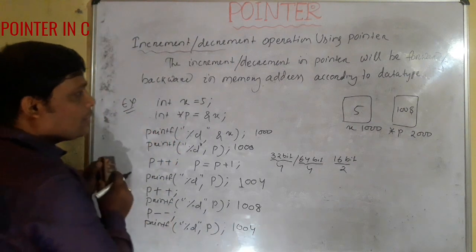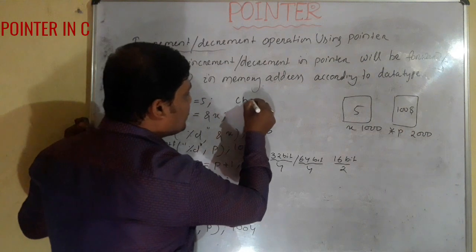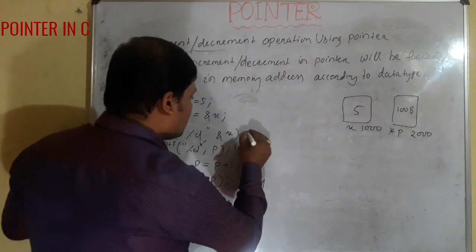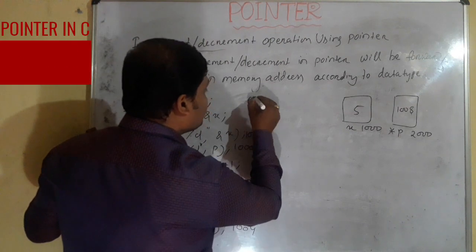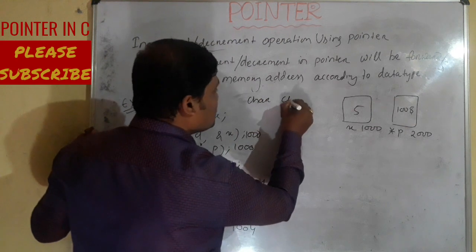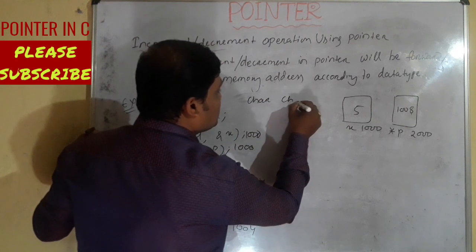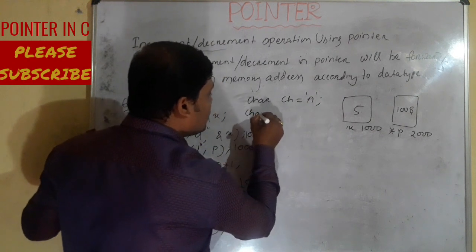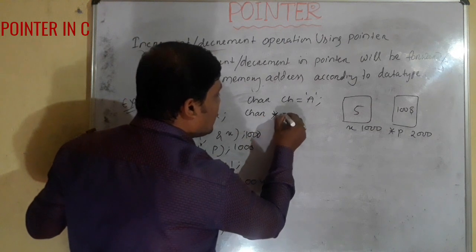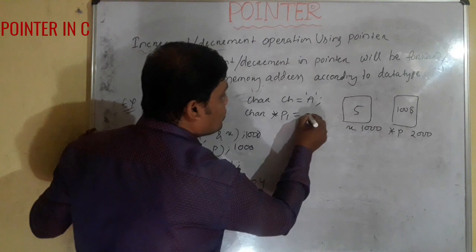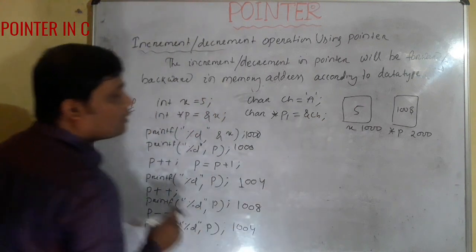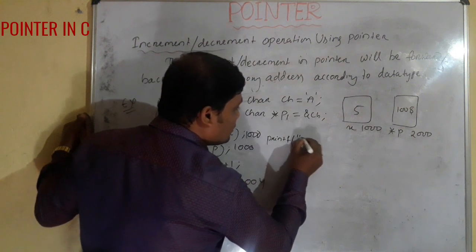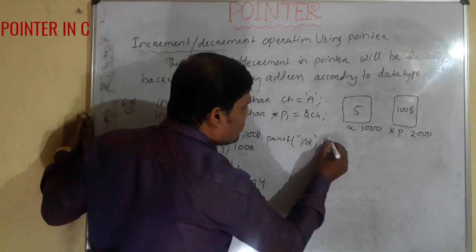Clear? Now, instead of an integer, suppose I take a character, ch, and this is equal to a. And I take one character pointer, char star p1, equal to ampersand ch. Clear? And I am printing printf percent d, then p1.